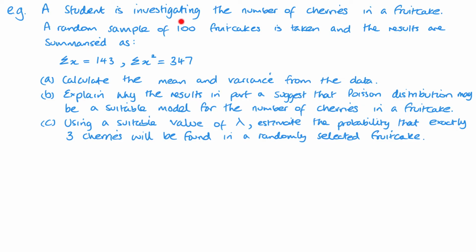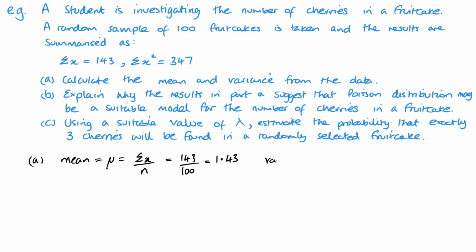Here we have a student investigating the number of cherries in a fruitcake. A random sample of 100 fruitcakes is taken and the results are summarized here. What we have to do first is calculate the mean and the variance of this data. The mean is very straightforward, isn't it? It's just going to be the sum of x divided by n, our number of pieces of data. So 143 divided by 100, so 1.43.